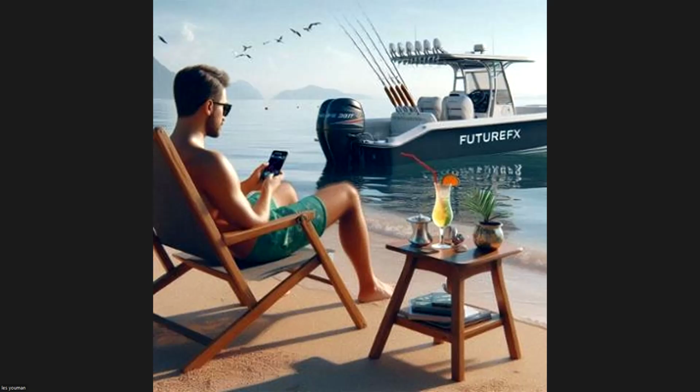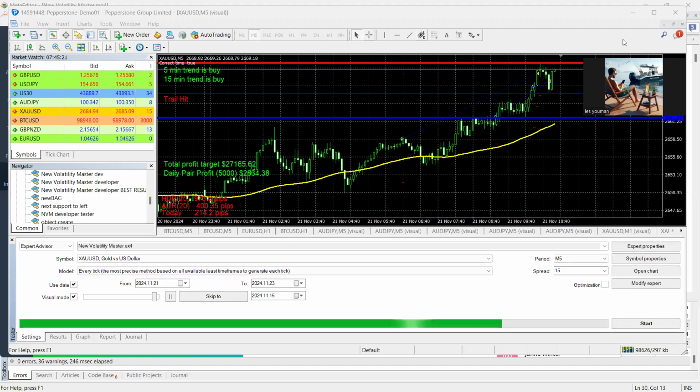So I'm just going to share my screen. And so just going to backtest some results from yesterday on gold, just simply because it was a really good day's trading and also a good day to explain the new updates.